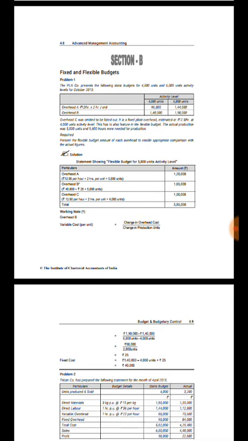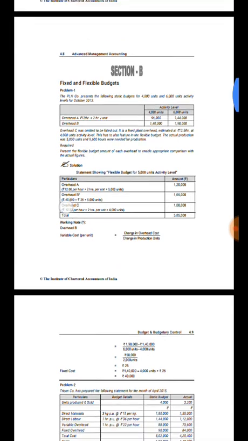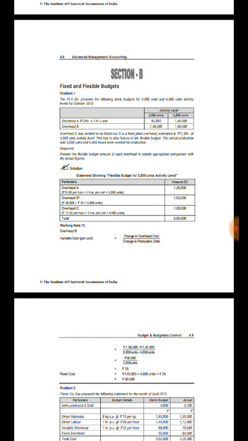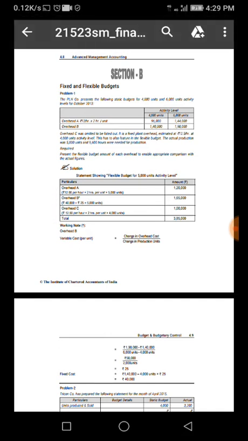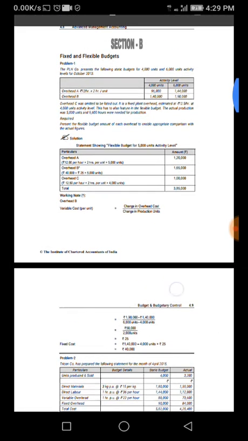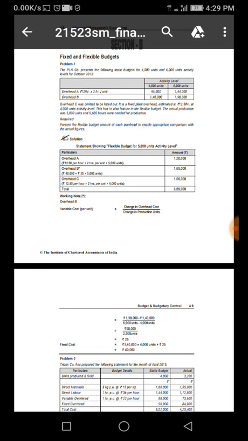So just like that, what you have done here: 25 rupees into 5,000 units plus 40,000. This 25 into 5,000 is variable. This 40,000 is fixed. So it is semi variable. So total is coming 1,65,000. That's it. The total is 3,85,000. This is the total overhead at 5,000 units.